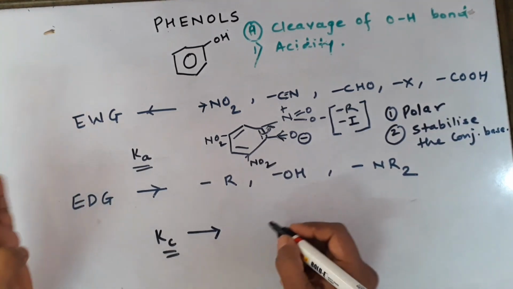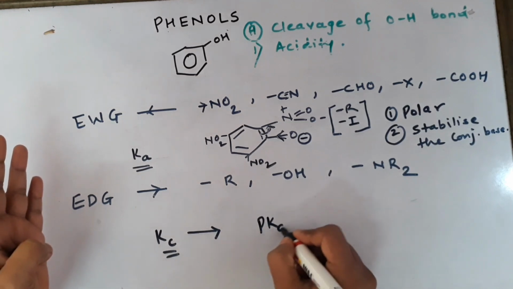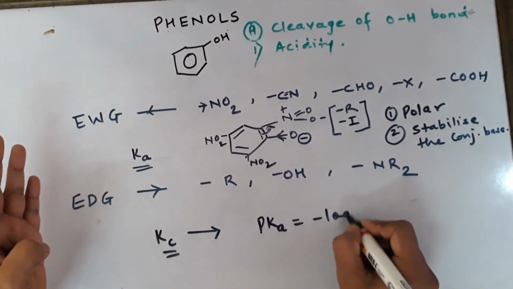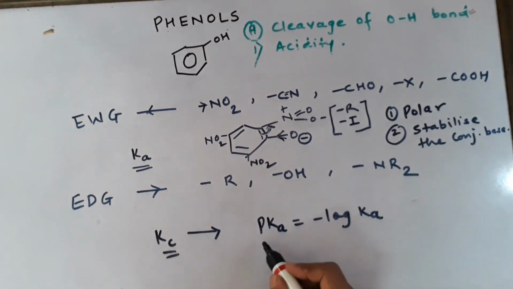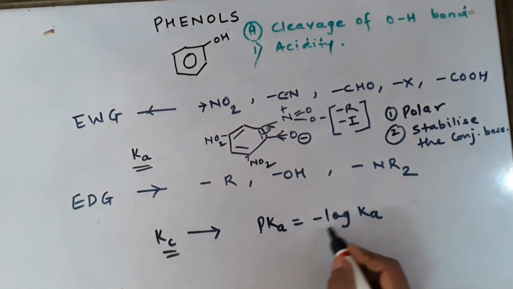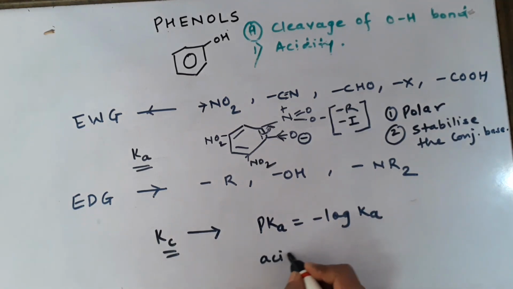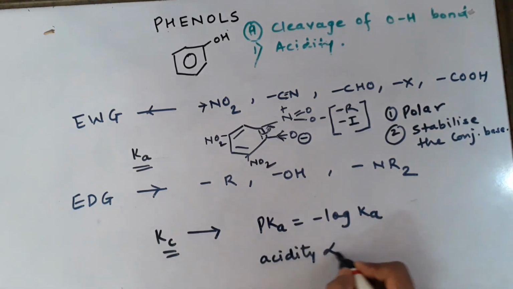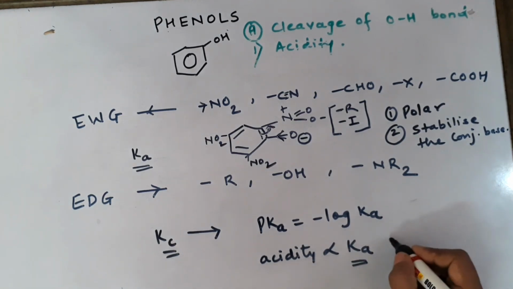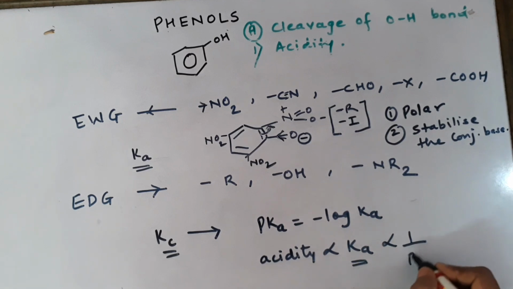Similarly, we also have pKa, which is minus log of Ka. So pKa, just like pH is minus log of H plus, the same kind of format we have. So acidity, we can say, is directly proportional to Ka. Higher the Ka, the stronger the acid, and it's inversely proportional to pKa.